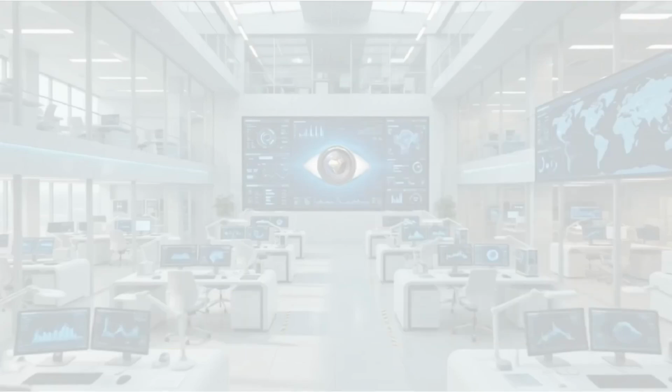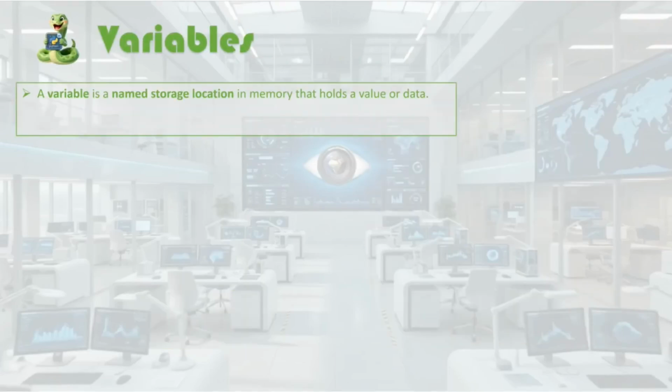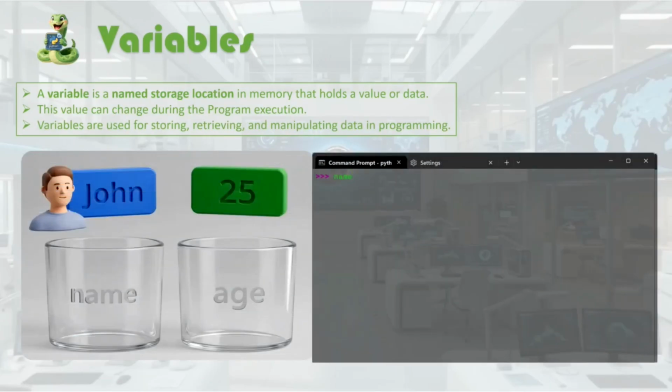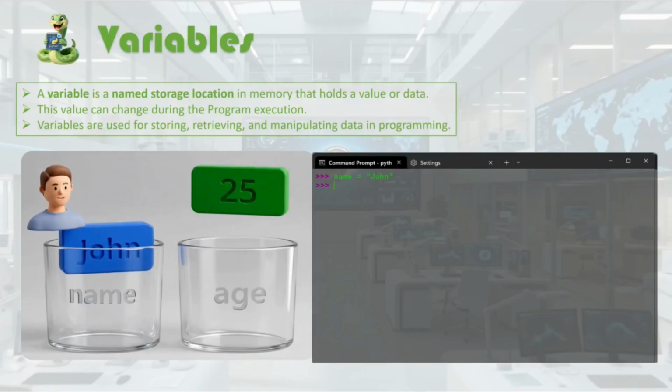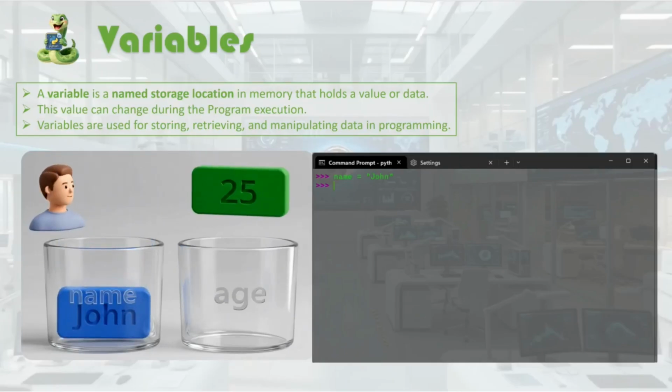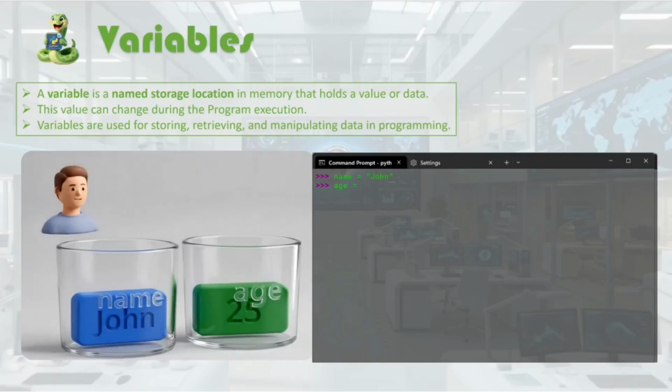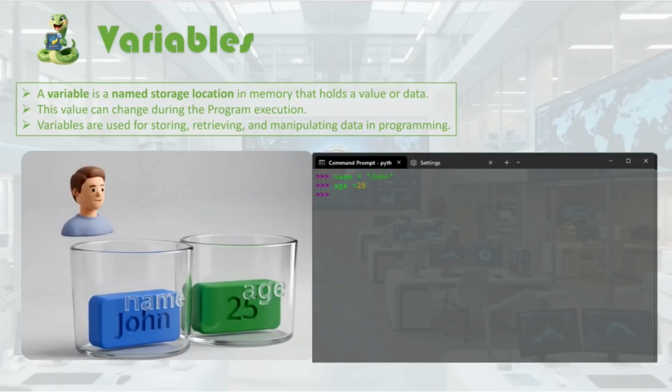Let's start with variables. Think of a variable as a container or a box used to store information. Every variable has a name, making it easy to access the data whenever you need it. For example, if I write name equals John, I'm storing the text John in a variable called name. And if I write age equals 25, I'm storing the number 25 in a variable called age.